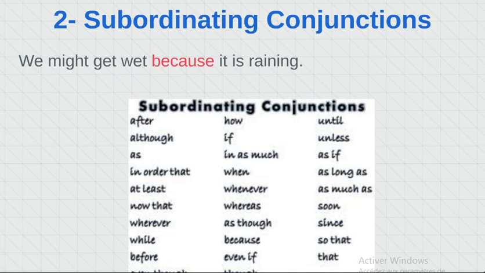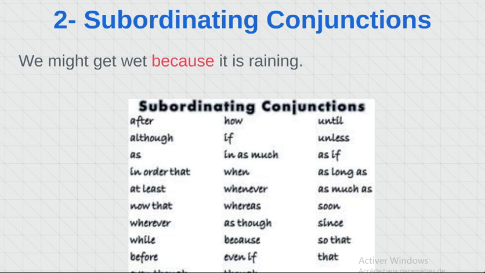So the subordinating conjunctions join two clauses, only clauses, not phrases and not words. So they join clauses by making one clause subordinate to or dependent on the other clause. For example, we might get wet because it's raining.